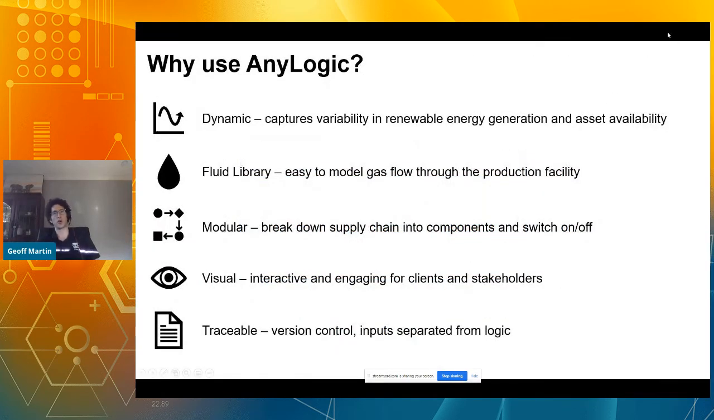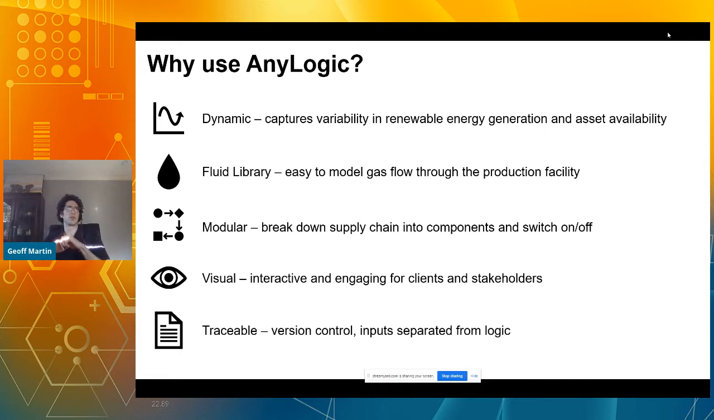So I guess the question is, why use AnyLogic? So typically this is all just done on static reports and then an Excel financial model. So why bother with AnyLogic? I guess the first one is that it's dynamic. So one of the interesting parts about green hydrogen in particular is that we have renewable energy, and most of the cheap sources of renewable energy are variable. So they vary by time of day and by weather. So being able to capture all of that variability is really important to accurately assess the feasibility of the project. And we can also capture the asset availability as well.